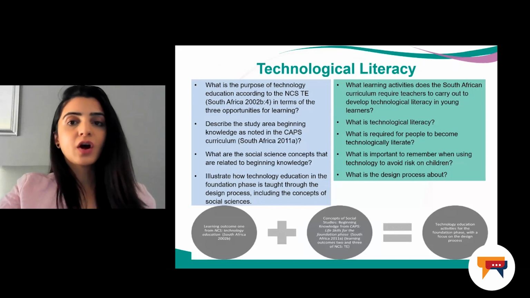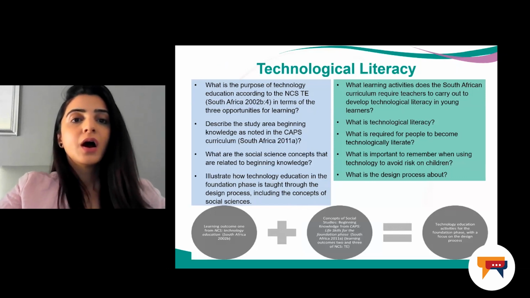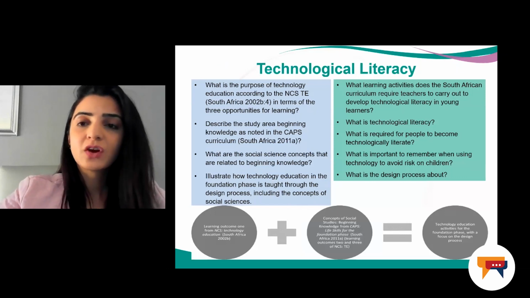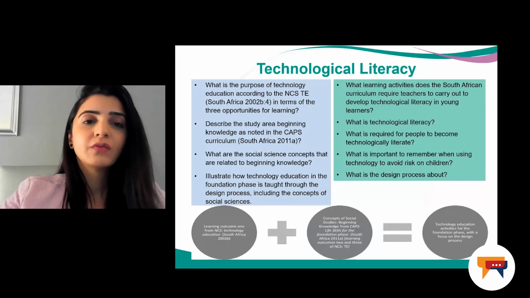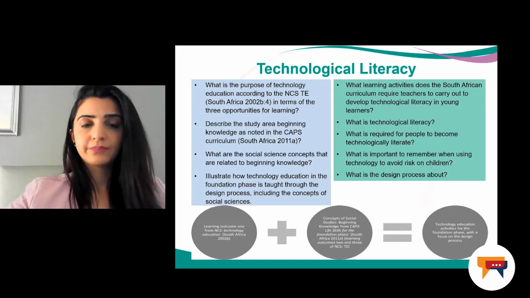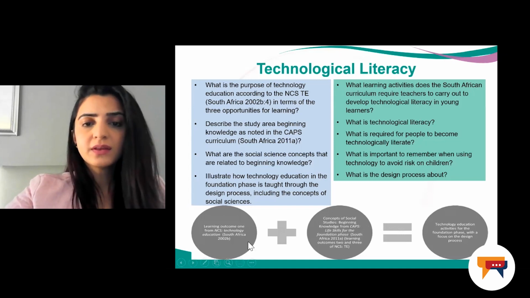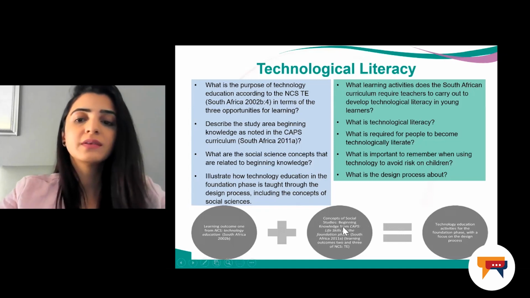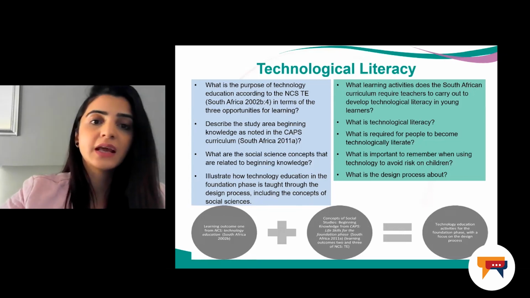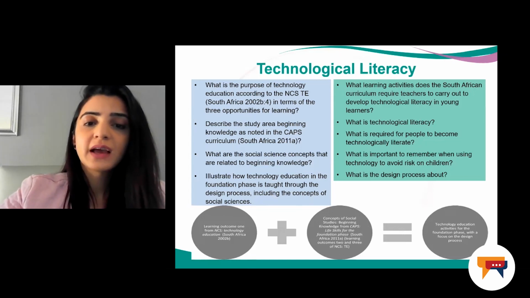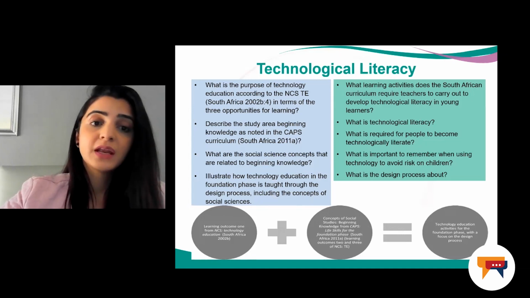Okay, so we're looking at technological literacy. Remember, we need to understand what the purpose of technology education is. Everything is interrelated in terms of the 3 opportunities for learning. And you need to describe the study area in terms of the beginning knowledge. Within this diagram, you can notice what technology education activities for the foundation phase are based on. What are the social science concepts that are related to this beginning knowledge?